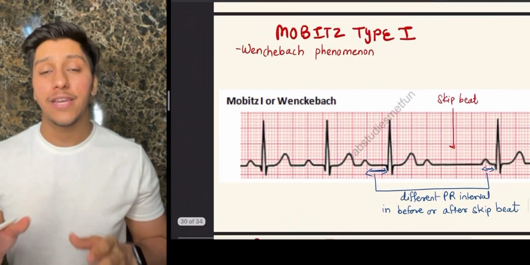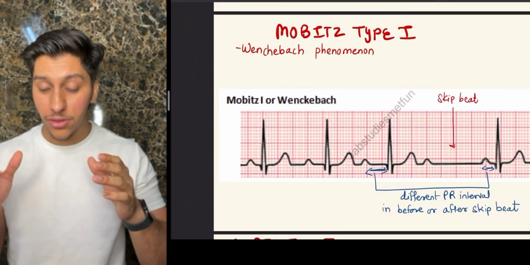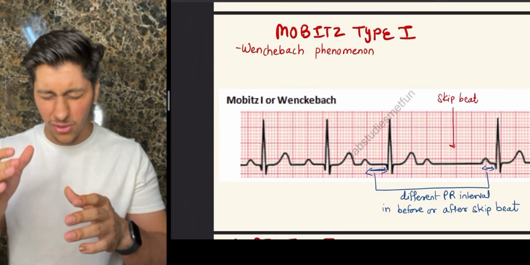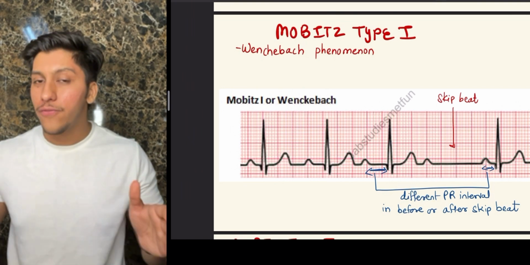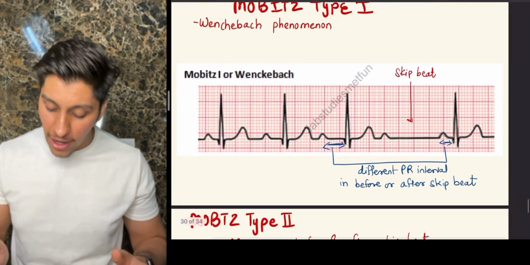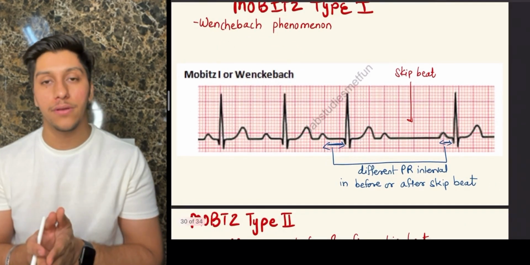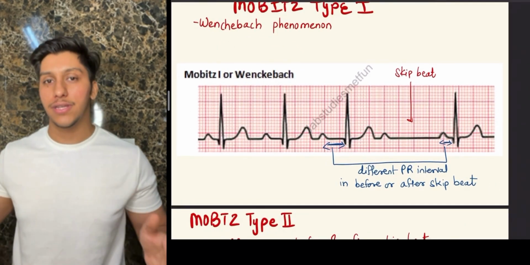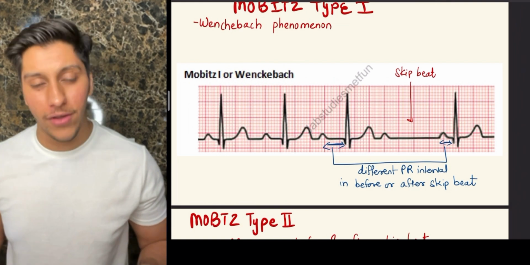Mobitz 1, classic in Mobitz 1, the PR interval is going to keep increasing, so you'll have a prolonging of the PR interval. So in Mobitz 1, the PR interval is going to be increasing, and after that you'll have a sudden dip, and then it starts increasing again. Mobitz 1 is also known as Wenckebach phenomenon.